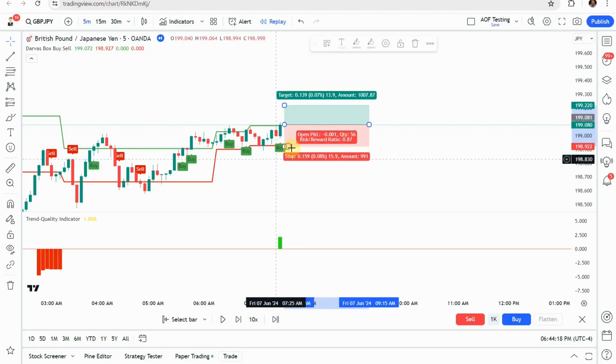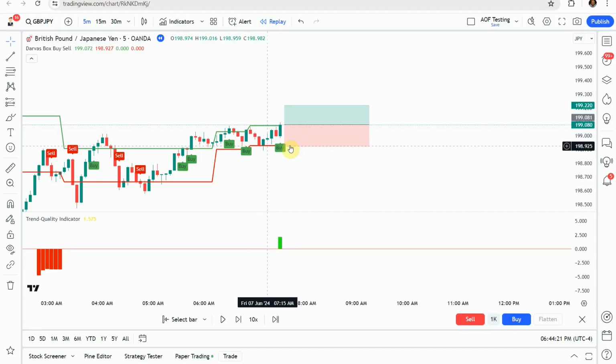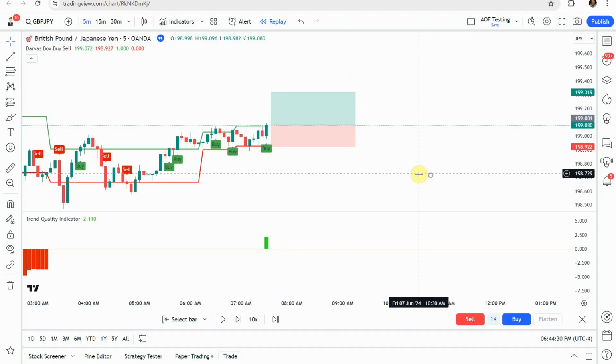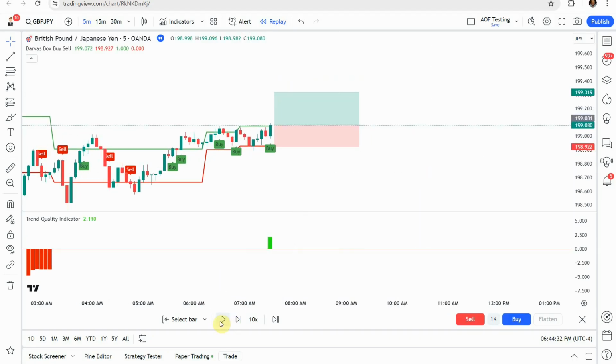We're going to put our stop right at the lower red line right here of the Darvis box, and we're going to target a 1 to 1.5 risk reward right there. Let's play this forward and see how it plays out.